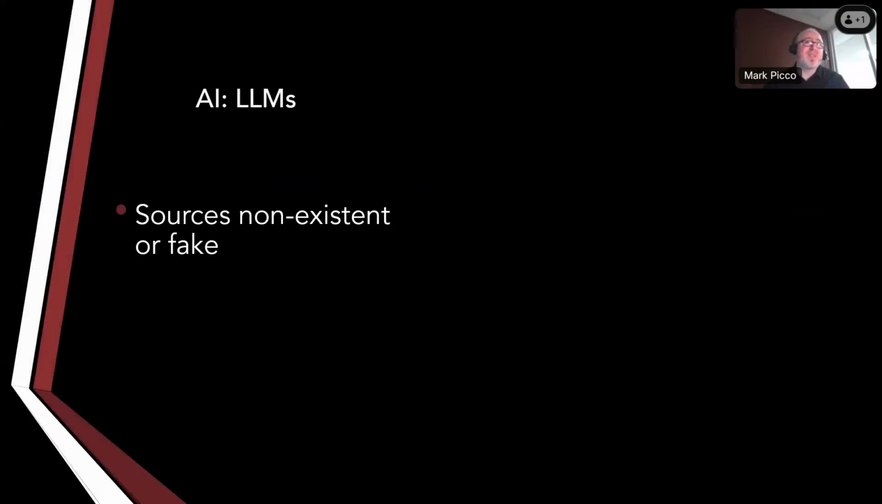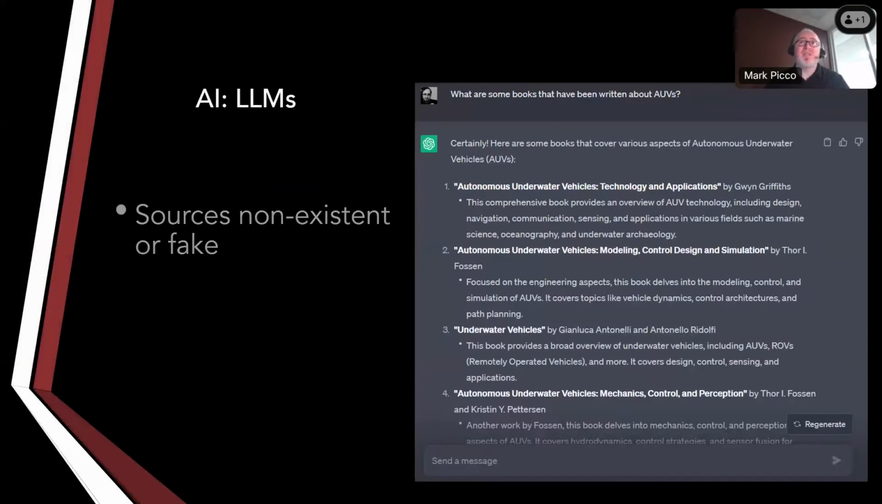So like I said, the sources are often non-existent or fake, just like here, where I asked it to get some books about automated underwater vehicles, and it found a bunch of books, but these aren't real books. I've looked up the authors, and in most cases, the authors are actually real people, but these are not books that they've written on this topic. So how much can we trust things when it just makes them up all the time? It's so certain that it even starts its response with "certainly," but it's not actually true.